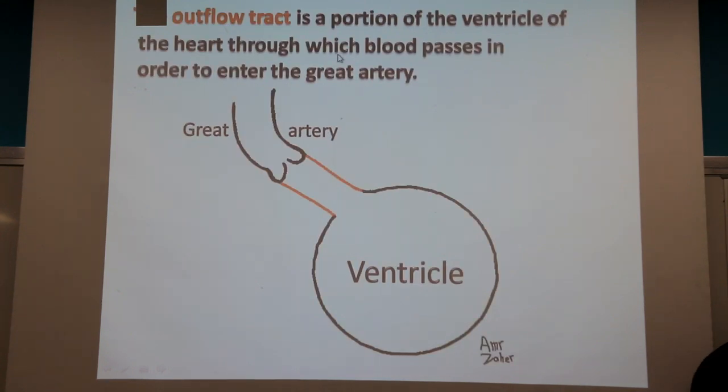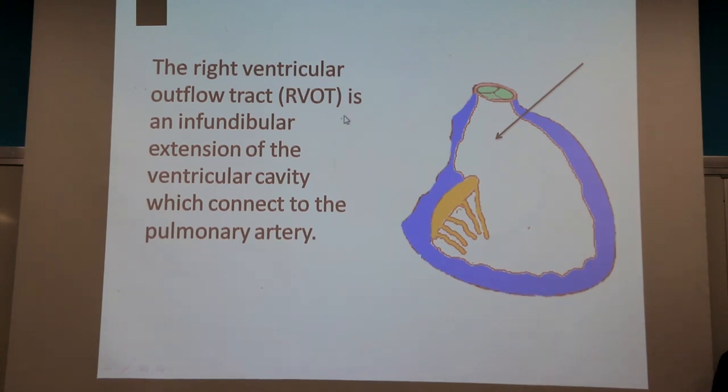What is the meaning of outflow tract? It is the portion of the ventricle of the heart through which blood passes in order to enter a great artery. So here is a ventricle, here is a great artery, and here is the outflow tract. The right ventricular outflow tract, we call it the infundibulum. It connects the right ventricle to the pulmonary valve.